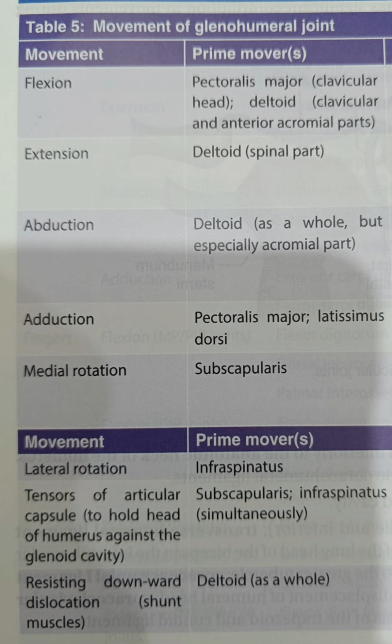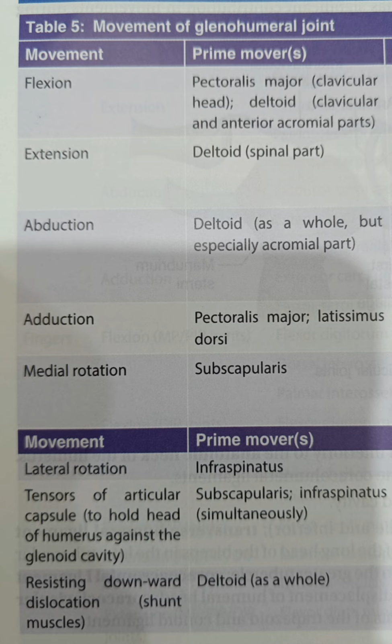The acromial fibers of deltoid are responsible for abduction. Now, what about the adduction? For adduction, the role of pectoralis major and latissimus dorsi is important. For the medial rotation, the subscapularis is important. For the lateral rotation, the infraspinatus muscle is important.